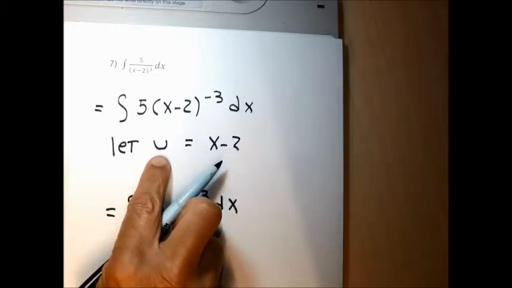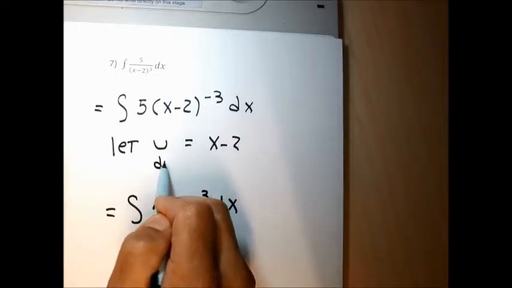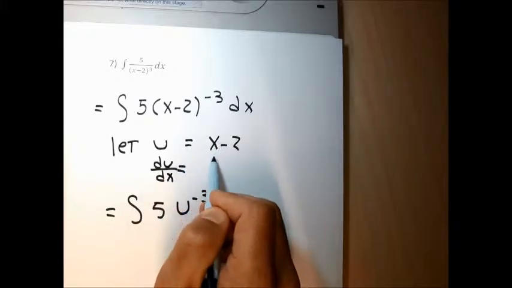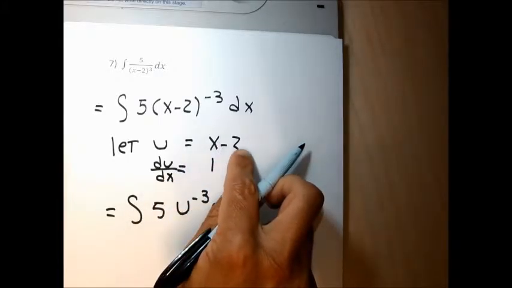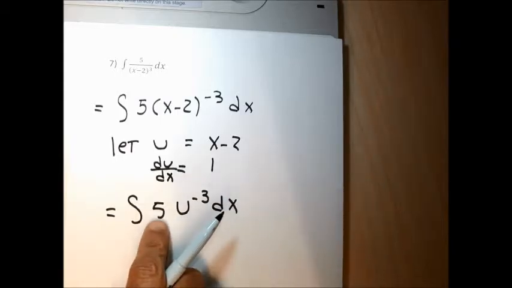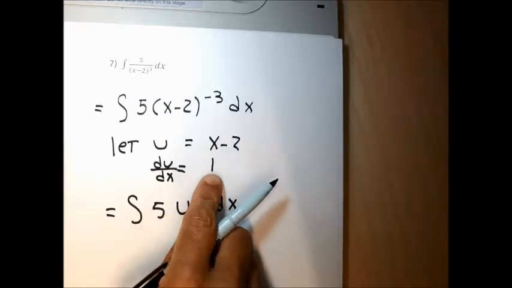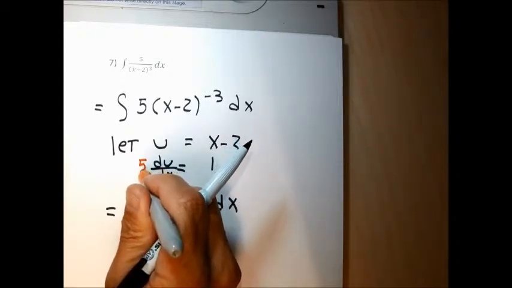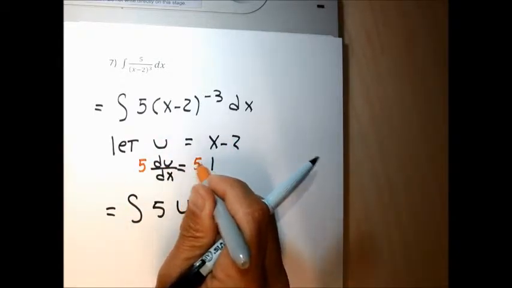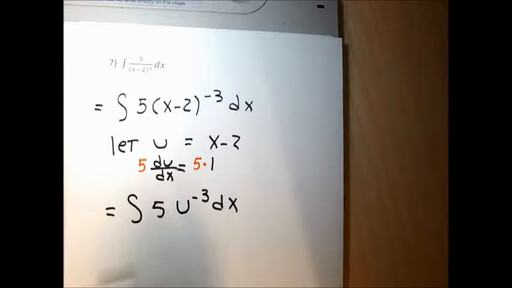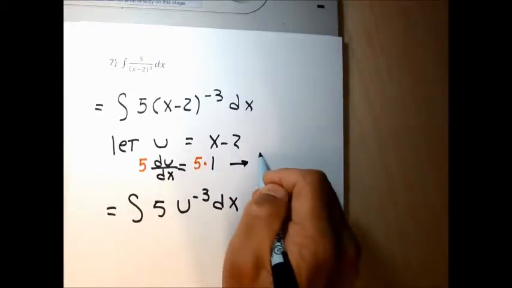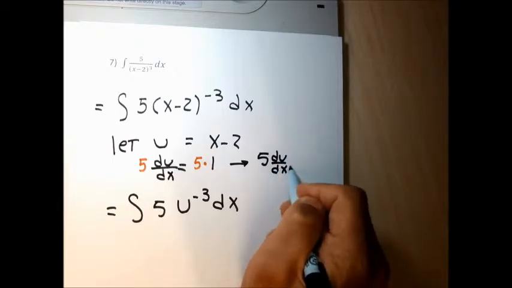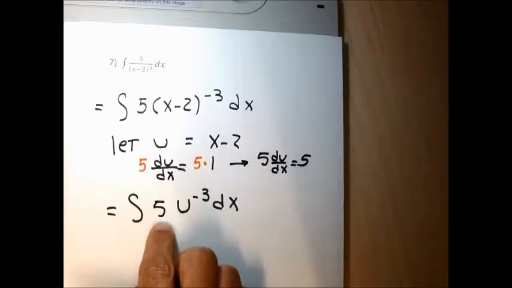I'm going to take the derivative here, with respect to x, and get du dx. The derivative of x is 1, the derivative of minus 2 is 0. I'm trying to get rid of a 5 and I have a 1, and in order to get rid of that 5, I need to change the 1 into a 5 by multiplying by 5. That's going to give me 5 du dx equals the 5 that I'm trying to get rid of.